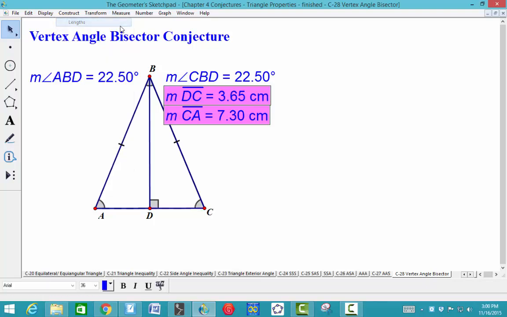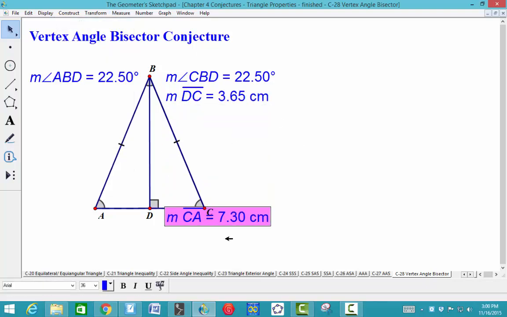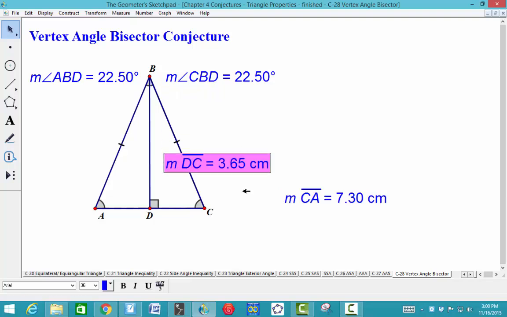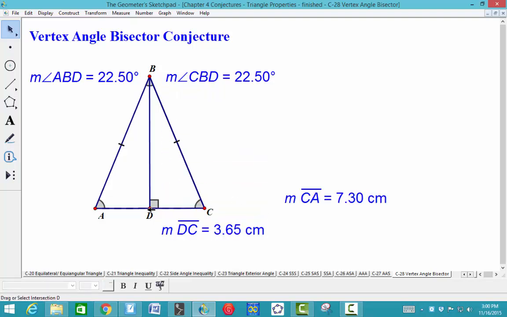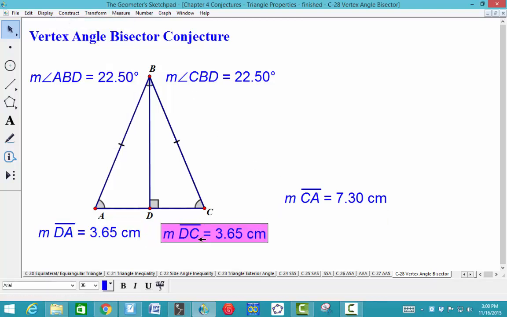So if I measure those lengths, let's see, I grabbed the wrong one. So I have CA as the total. So I have DC, and I want to measure just AD. Measure length. You can see that those are equal.